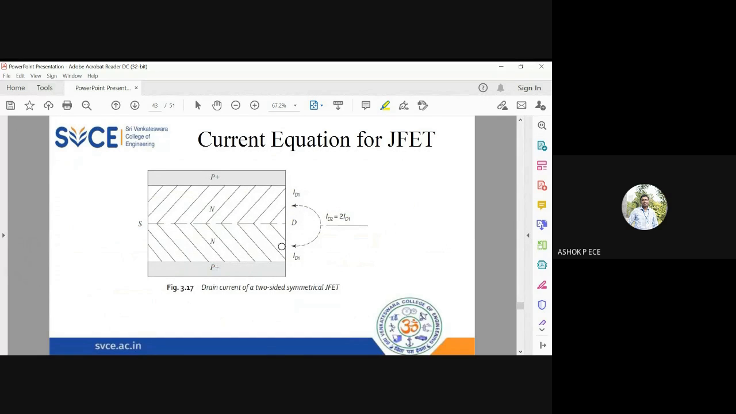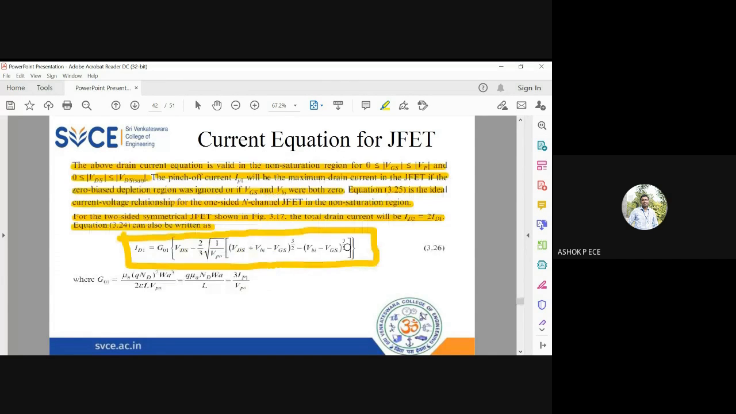And for the symmetrical JFET, when you consider two N channels, the total drain current will be the current flowing through this channel plus the current flowing through this channel. So ID1 plus ID1 will become 2ID1. That is what they have mentioned. When you consider a two-sided symmetrical JFET, two-sided meaning two separate N channels, then two drain currents will be flowing, ID1 and ID1. So when you add both the drain currents, you get 2 ID1. That's why the total drain current ID2 will be 2 into ID1 when you consider a two-sided symmetrical JFET.